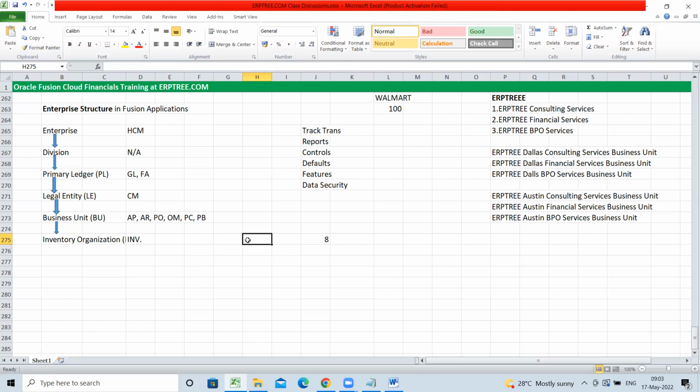One thing is not clear: GL and FA are mapped at the primary ledger. Why not at BU level? Because we need a BU for GL and FA also. One second. So GL, what is the purpose of GL?